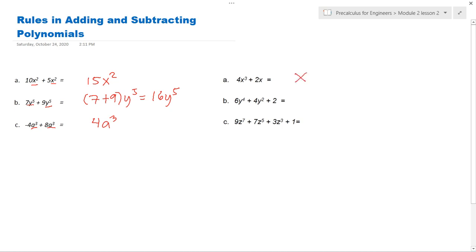For B, the last term here, wala siyang variable. So, hindi siya pwede ma-combine. Hindi pwede. How about for letter C? We have 9z to the 7 plus 7z to the 5th plus 3z cubed plus 1. Again, magkaiba-iba yung corresponding exponents nila. Therefore, this one cannot be combined. So, only the left column can be combined in this example.